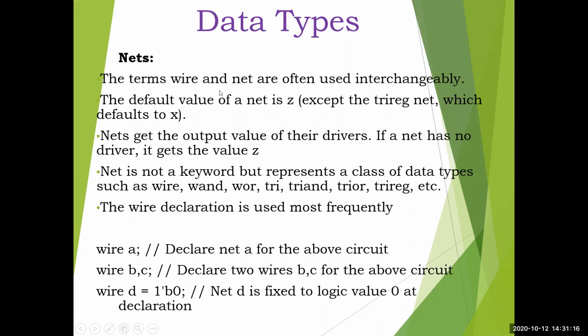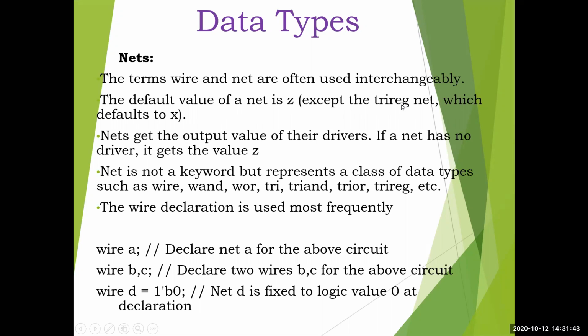You may be confused here. When you hear net data type, the keyword net may come to your mind, but it is not so. The keyword is wire, and along with that there are many others, which we'll see in the next lines. The default value of a net is z. This is another feature of nets. When you connect it to an output and the input is not given any value, by default it will have z.